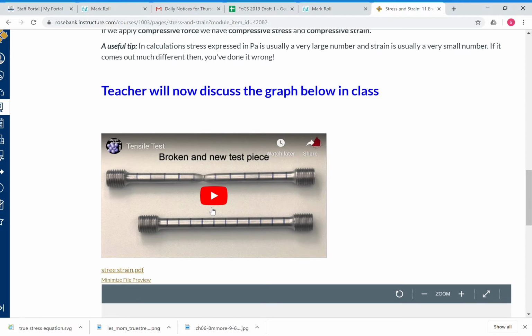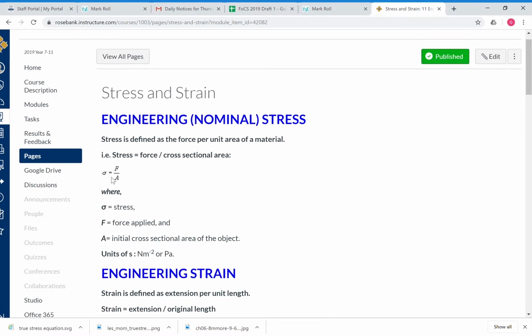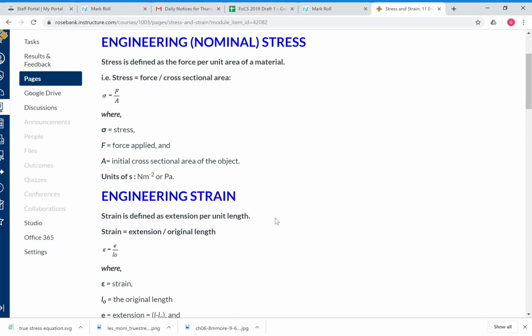But for our normal engineered stress or engineering stress, we're dealing with the initial area before we stretched it, okay? So that's the main thing you need to remember, and the units are in Newton meters to the -2 or pascals, okay? Whichever you prefer or whichever they're asking for in the question.